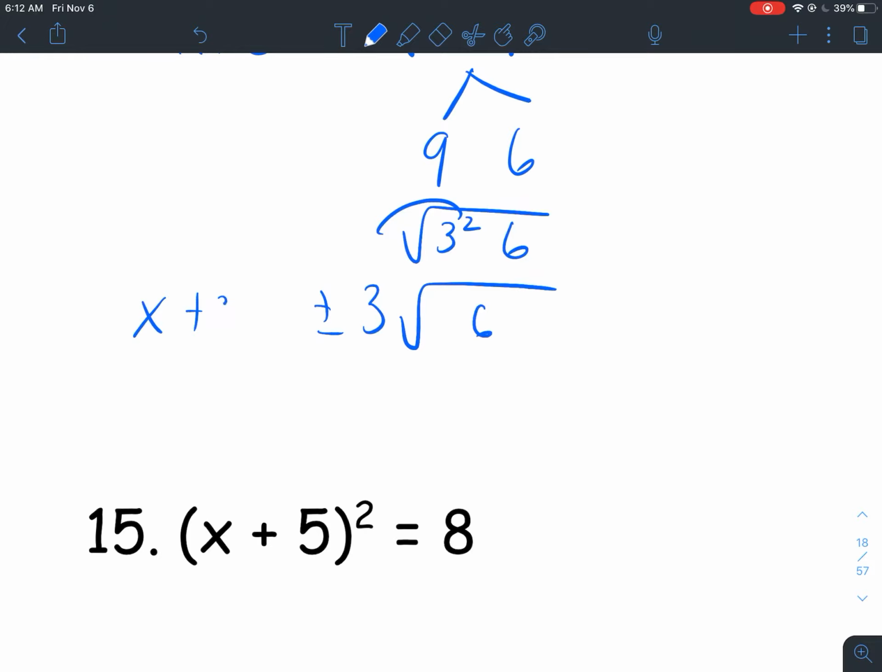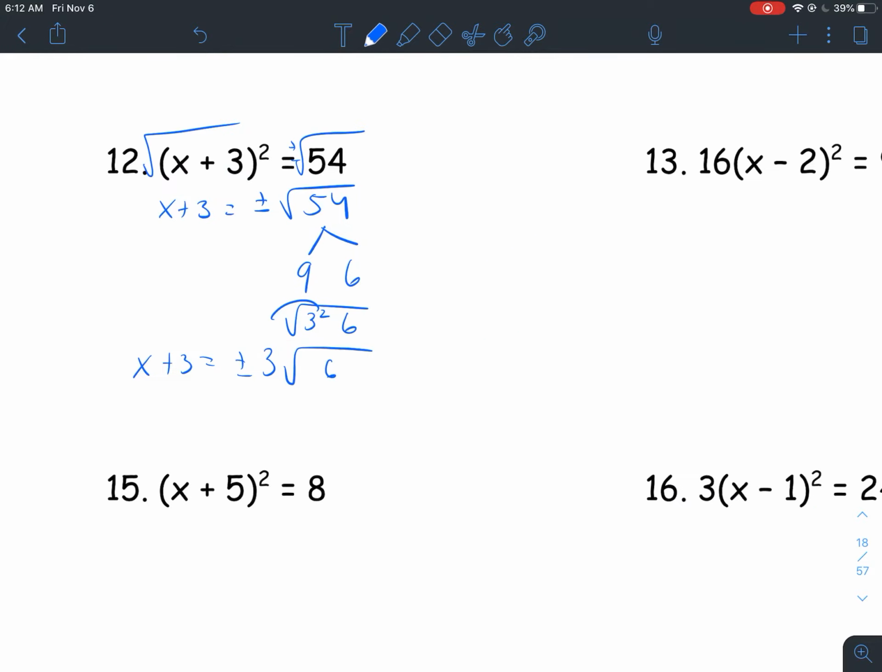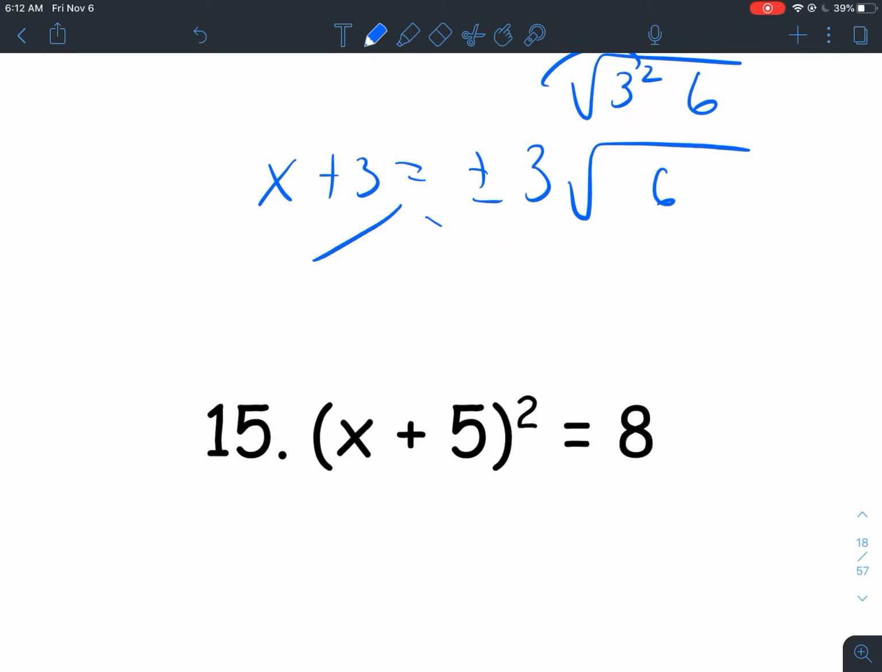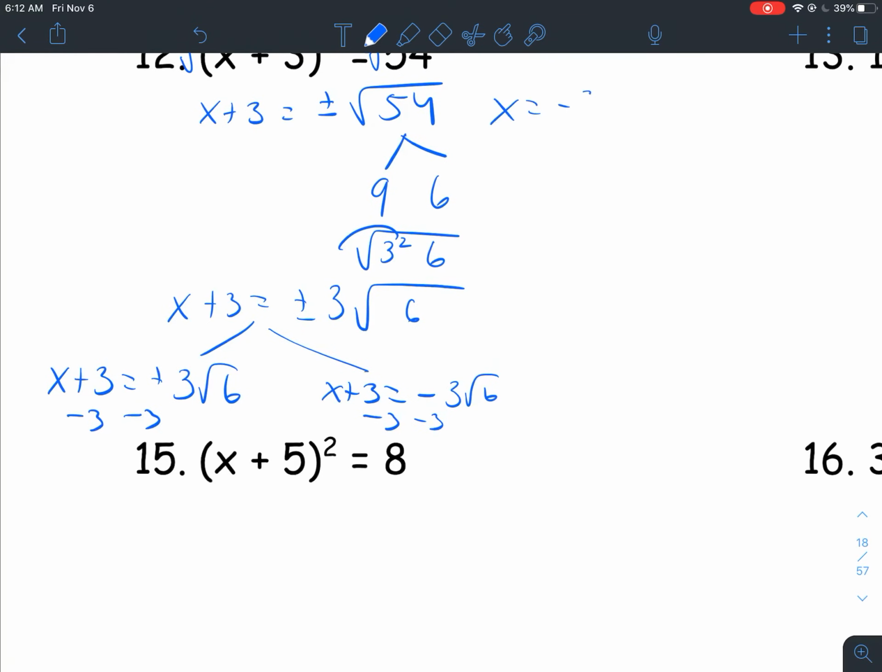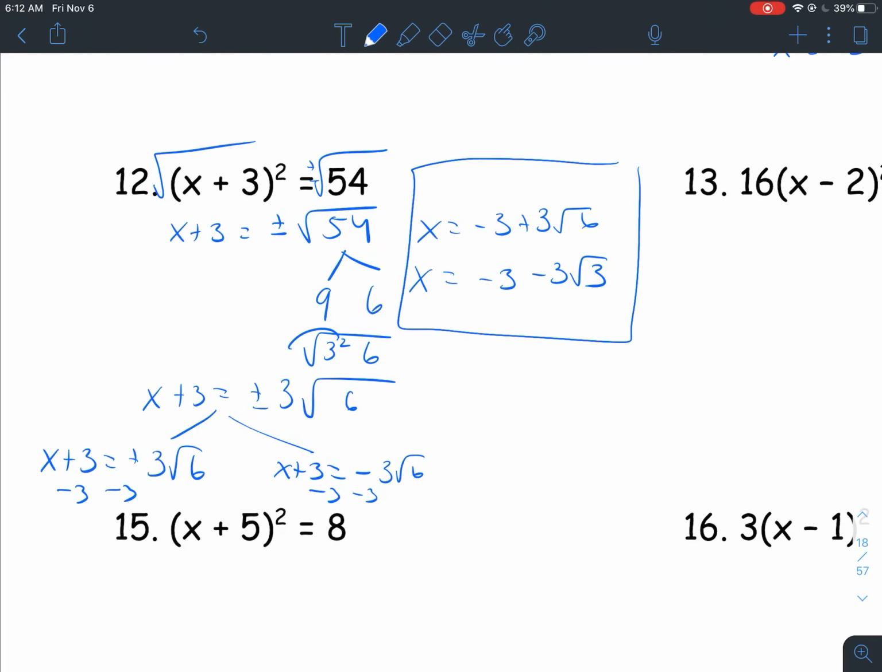So now we've got our x plus 3. So now we're going to go ahead and do that thing where we split apart and do 2 separate equations. So we've got x plus 3 equals 3 root 6, and x plus 3 equals minus 3 root 6. And we can do minus 3 on both sides. And what you end up with is x equals negative 3 plus 3 root 6, and x equals negative 3 minus 3 root 6. And those would be your 2 answers there.